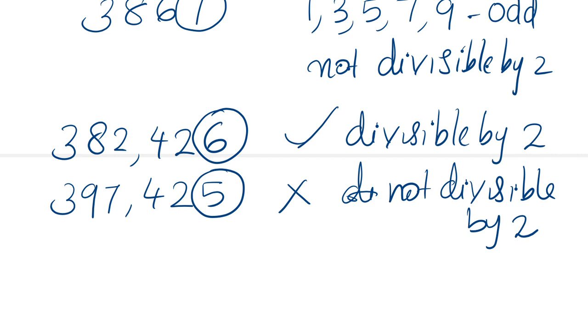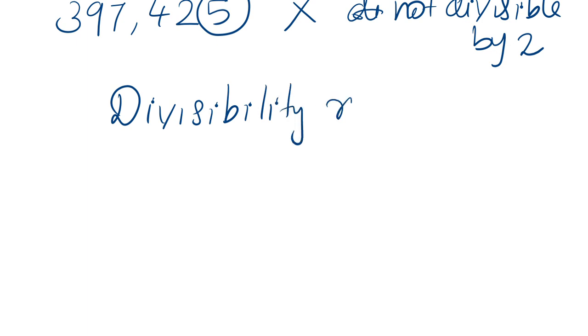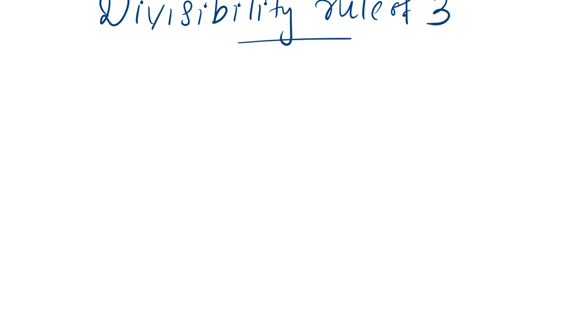Okay. So next comes the divisibility rule of 3. Whether it is divisible by 3. Divisibility rule of 3. I'll write one number, 1263. So how can we make sure whether this number is divisible by 3 or not?